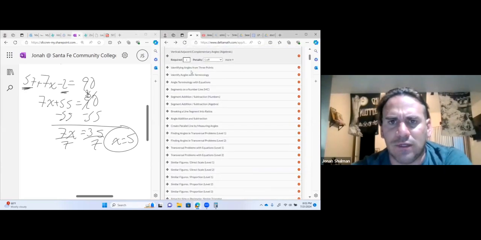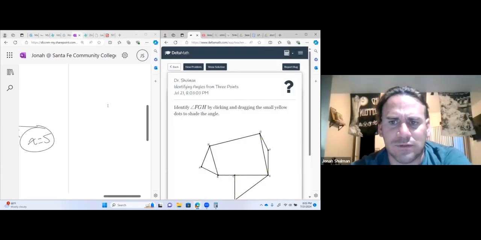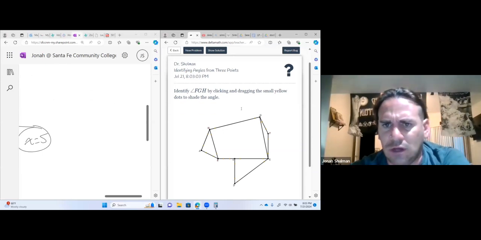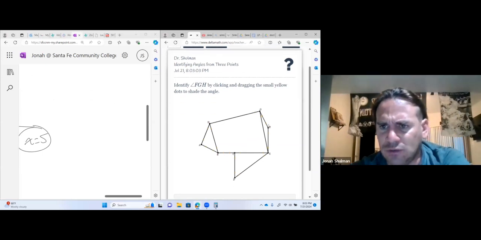All right, let's keep it going. Here's identifying angles from 3 points. So identify FGH. So we want FGH. So it's going to be this one.